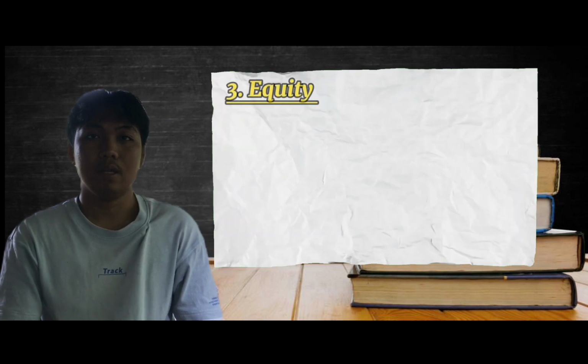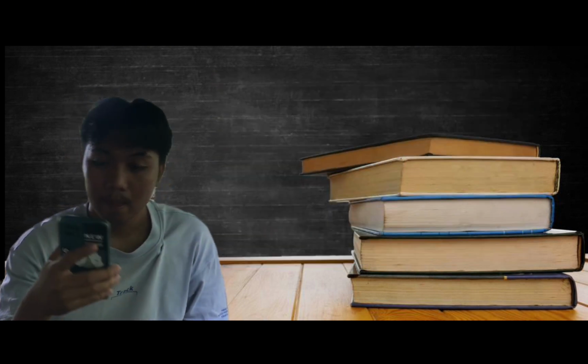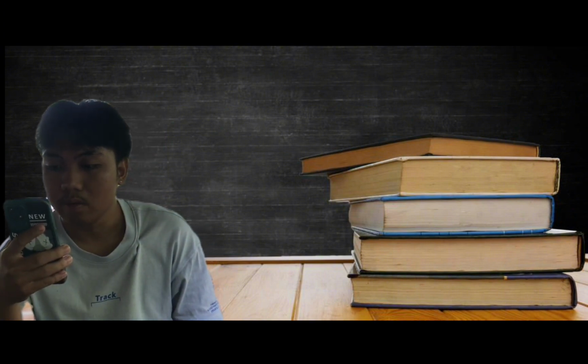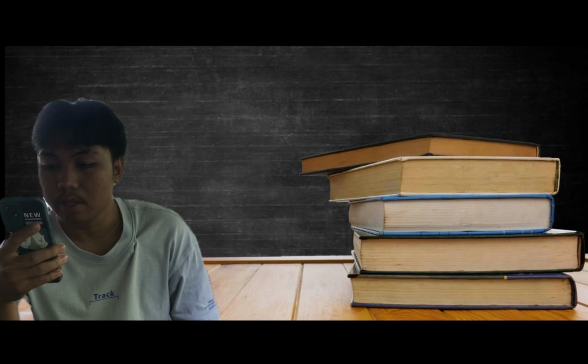Number 3, equity is an ownership interest in properties that may be offset by debt or other liability. Equity is measured for accounting purposes by subtracting liability from the value of assets owned. Equity is the amount of capital invested or owned by the owner of the company. The equity is evaluated by the difference between liability and asset recorded on the balance sheet of a company.